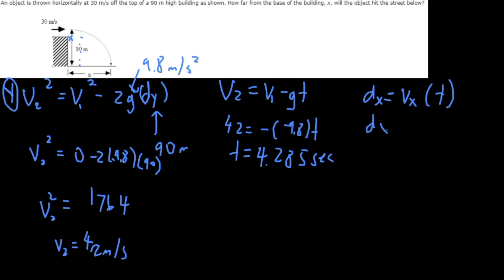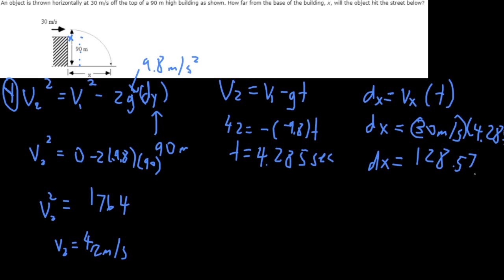So dx is your distance on your x-axis, and vx is given to us at the beginning because it's 30 meters per second. And then multiply this by time, which is 4.285. So dx equals 128.57 meters. And this is also the answer that you got on your Reddit forum.